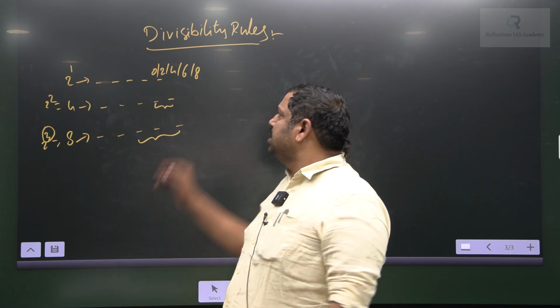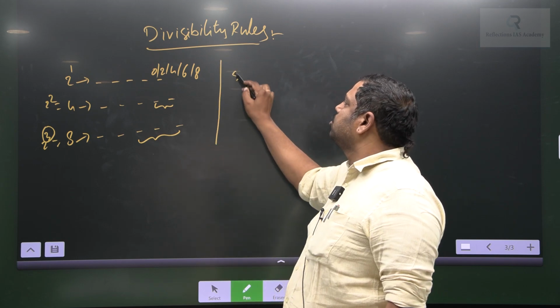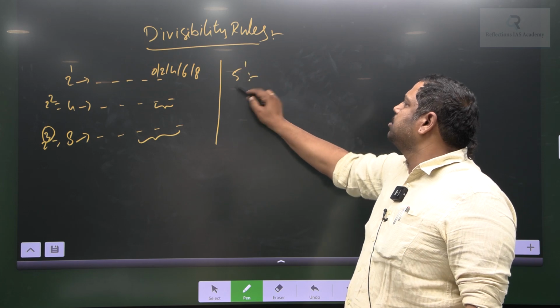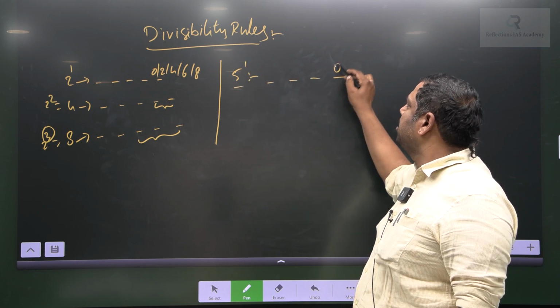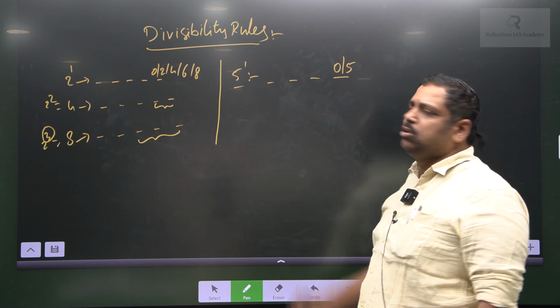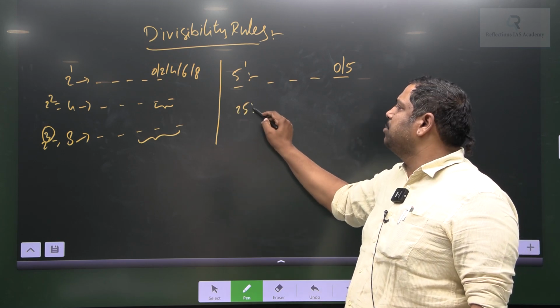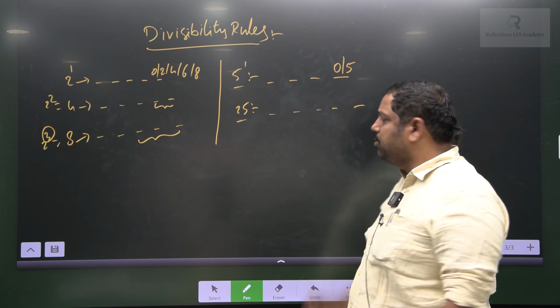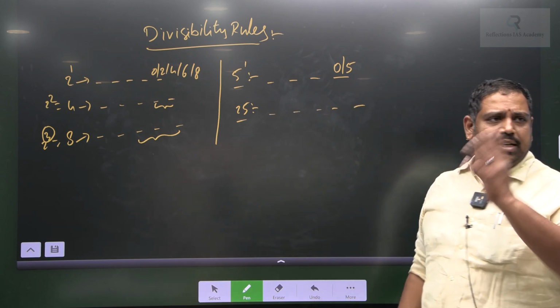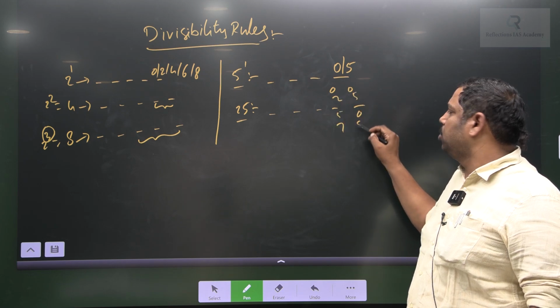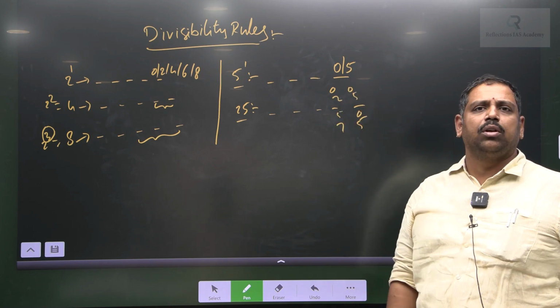The same is the divisibility rule for 5 also. If you take 5 power 1, the last digit should be divisible by 5. We have only 2 such numbers, 0 or 5. If you take 25, which is 5 square, the last two digits should be divisible by 25. We have only 4 such endings: 00, 25, 50 and 75. These 4 only.